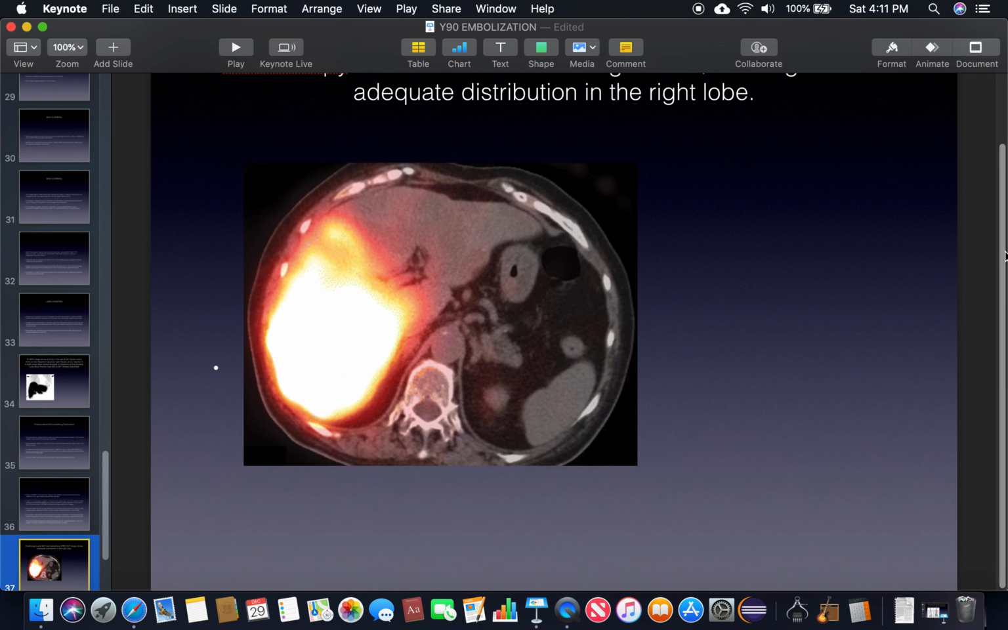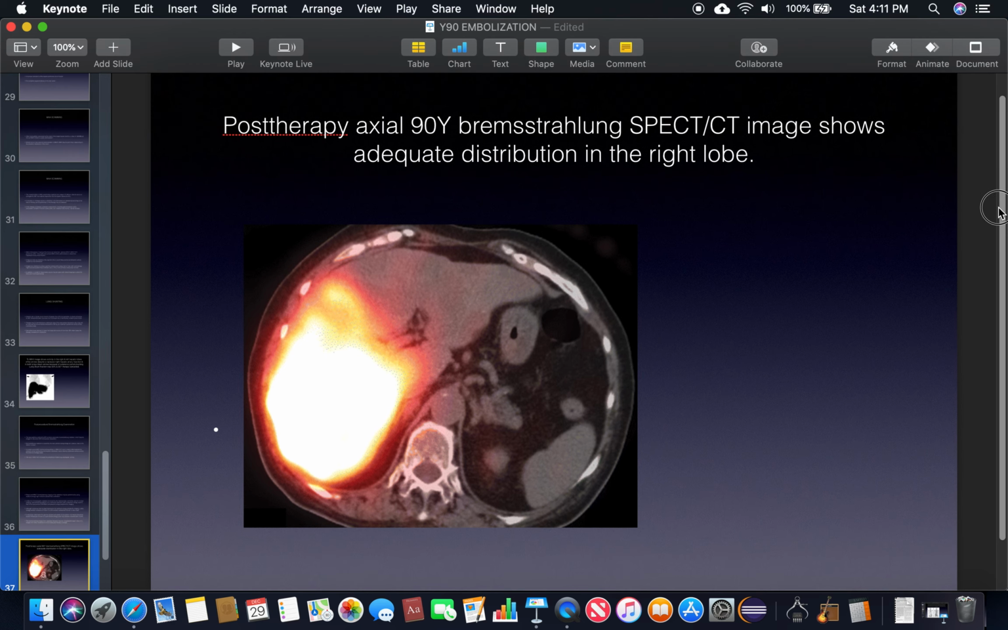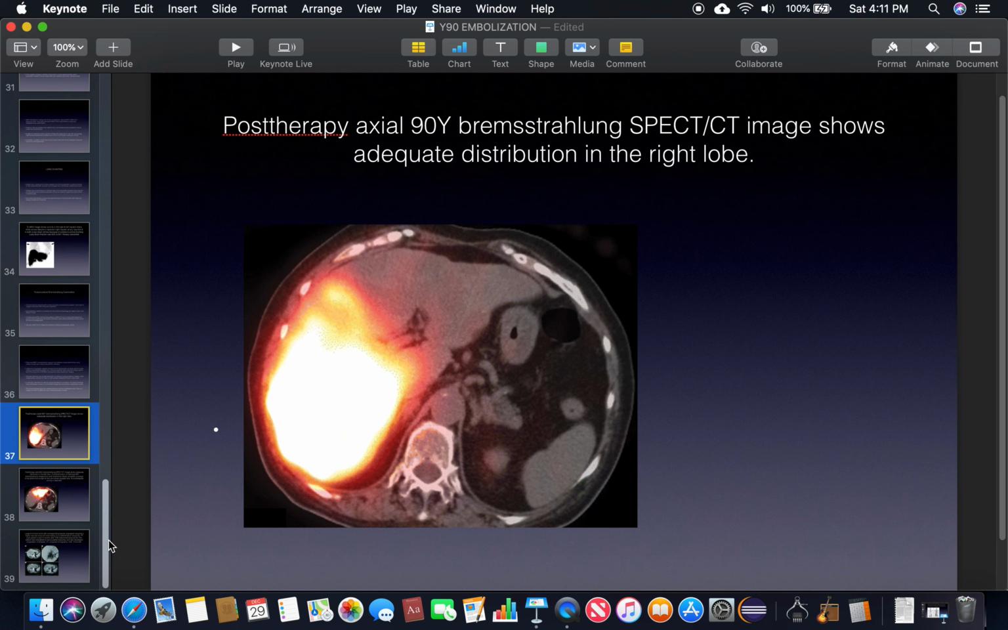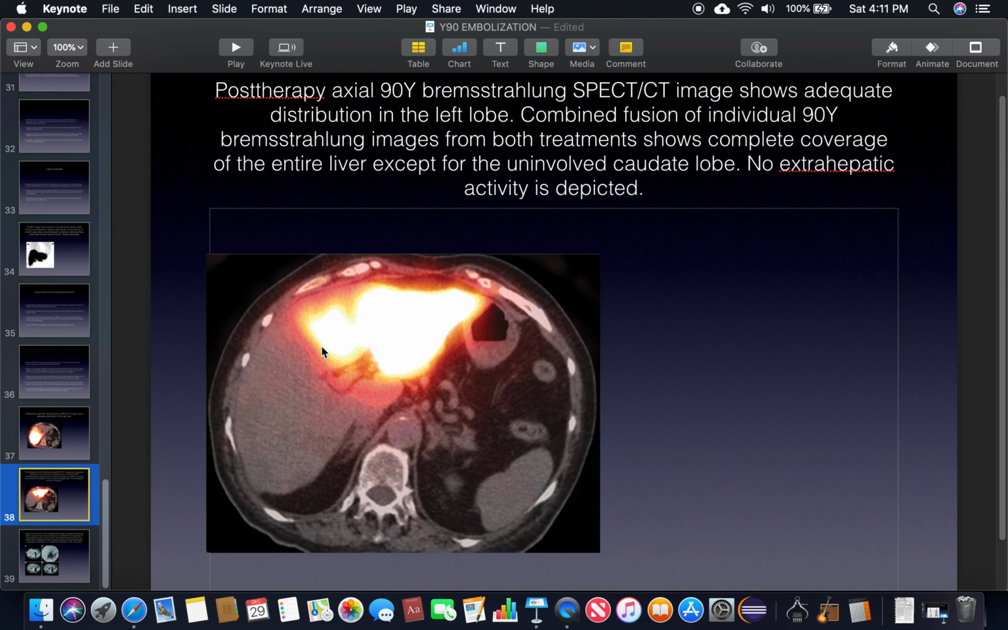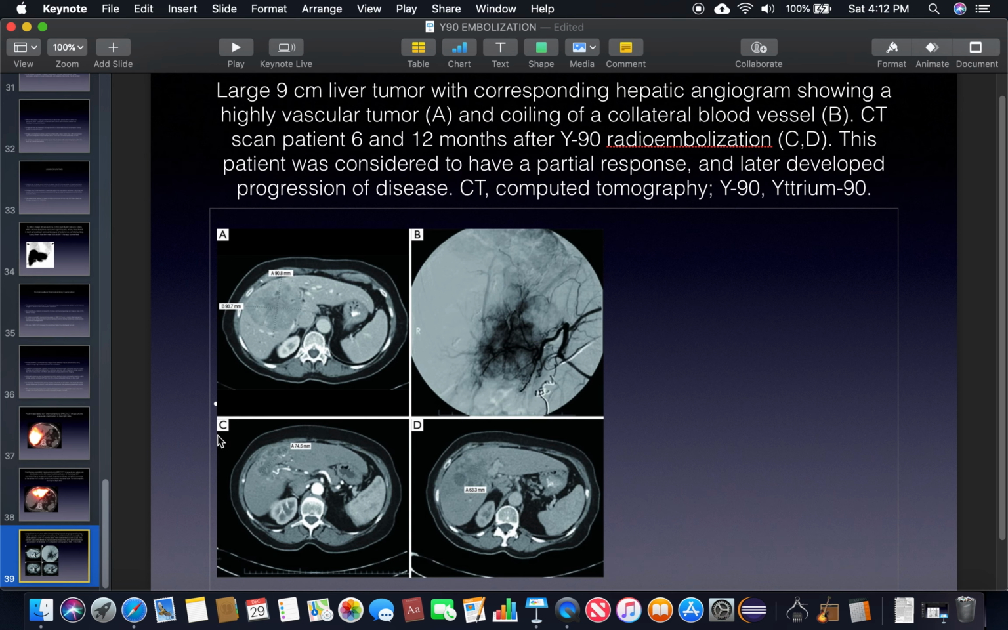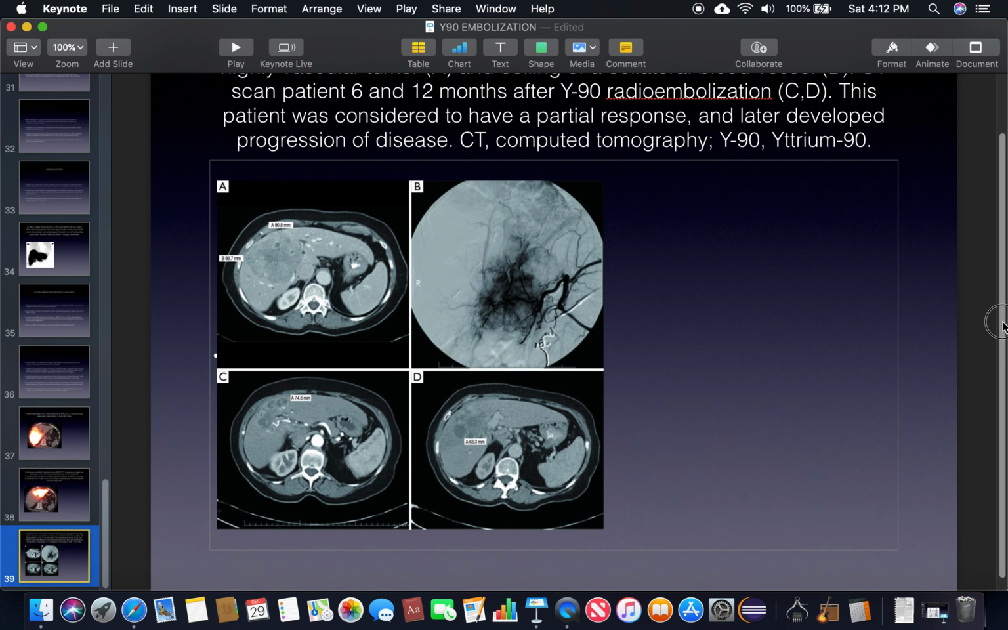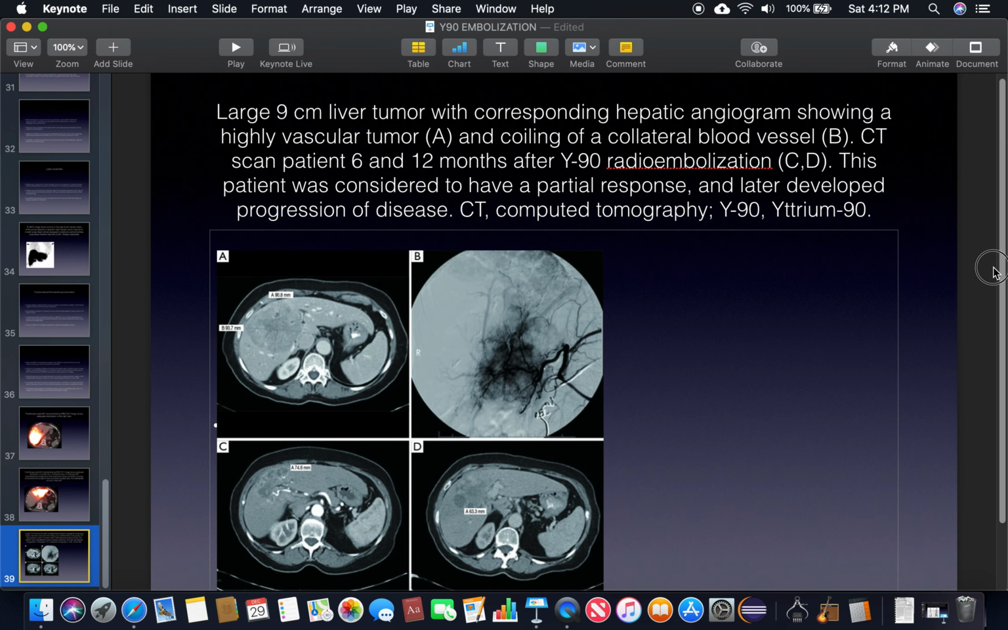This is an example of a post therapy yttrium-90 Bremsstrahlung SPECT CT, which shows adequate distribution to the right lobe of the liver. And in my next image, this is the distribution to the left lobe of the liver. This is another example of an image that I took from my reference.